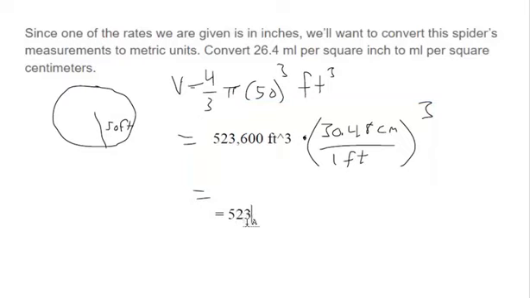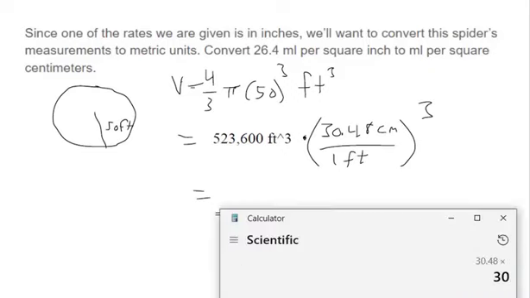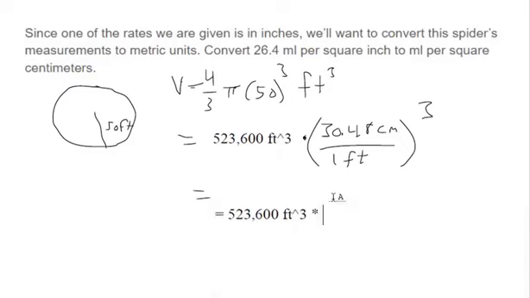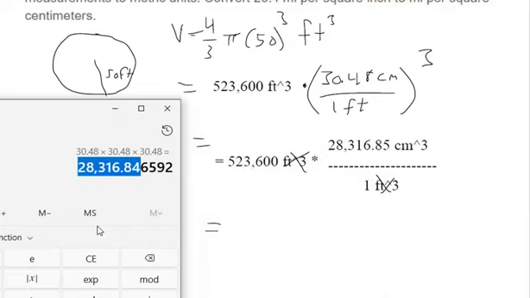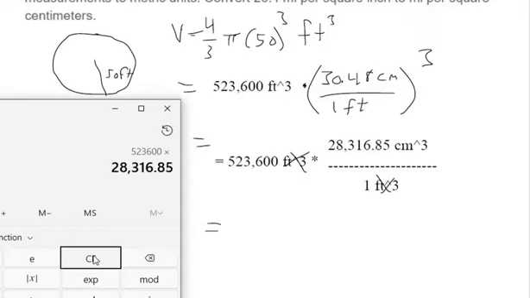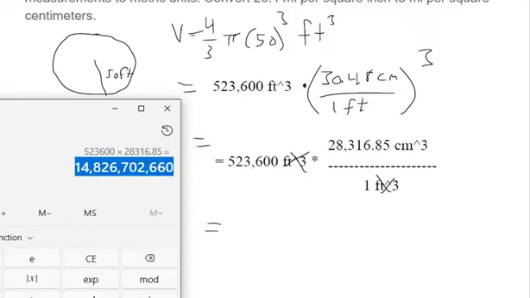So 523,600 cubic feet. And then that's 30.48 cubed, 28,316.85 in the numerator, and then that's cubic feet in the denominator. Okay, so now the cubic feet can cancel, so we just got to multiply those two numbers. This is a huge amount of cubic centimeters, right? So that's that many cubic centimeters.